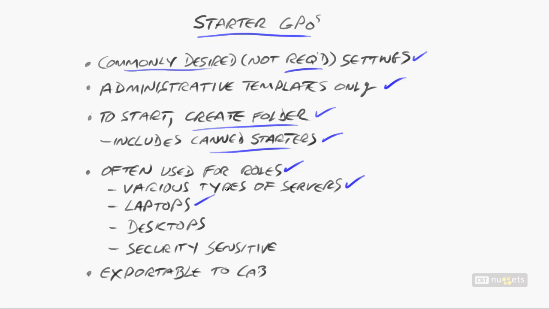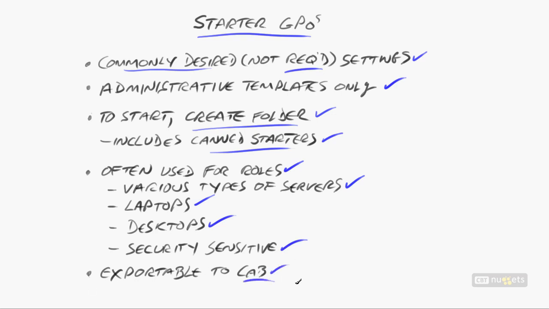For example, maybe I want them to dial out a VPN anytime they connect to the internet or something like that. For desktop computers, maybe I want them to not change their wallpaper. Or for any other kind of a security-sensitive item. I might want to be able to make just security-sensitive settings relating to those computers.